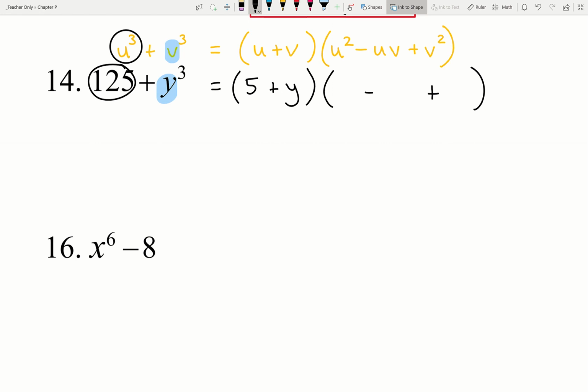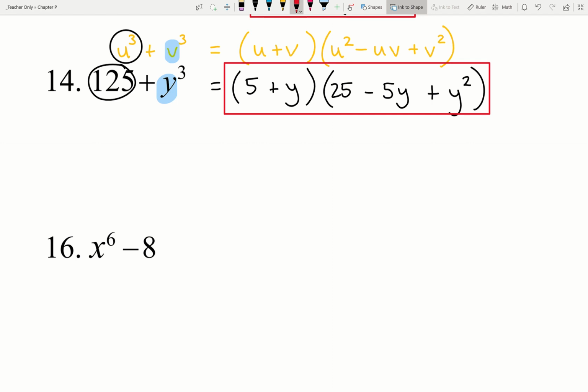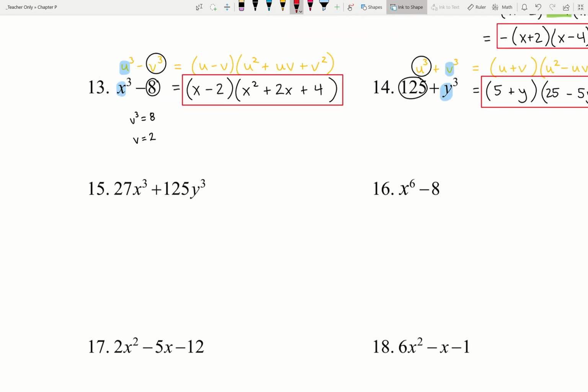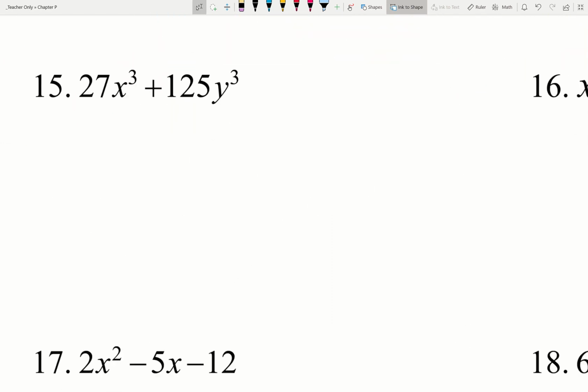Okay, and now we'll move on to the trinomial. We need to pick up with a u squared. Playing the role of u is 5 for us. So 5 squared, that's going to be a 25. U times v in the middle. Well, u is 5, v is y, so 5 times y is just 5y. And then finally, we're going to end up here with v squared. So playing the role of v, of course, again, was y, so that'll be y squared. And there we go. There is a complete factorization of that sum of 2 cubes. Pretty good. Moving on to one like 15 here.